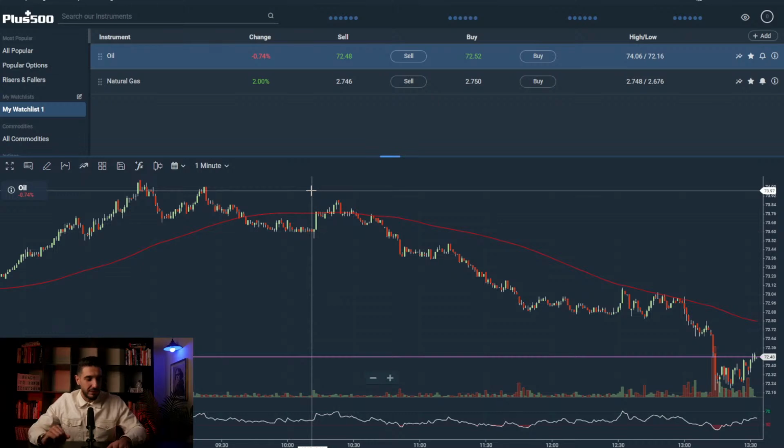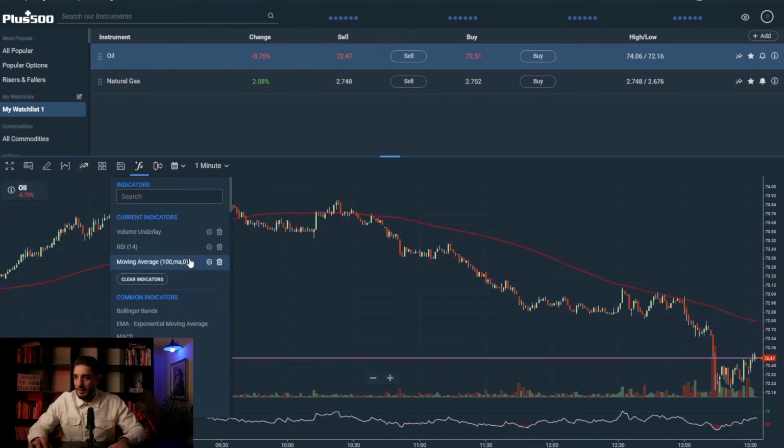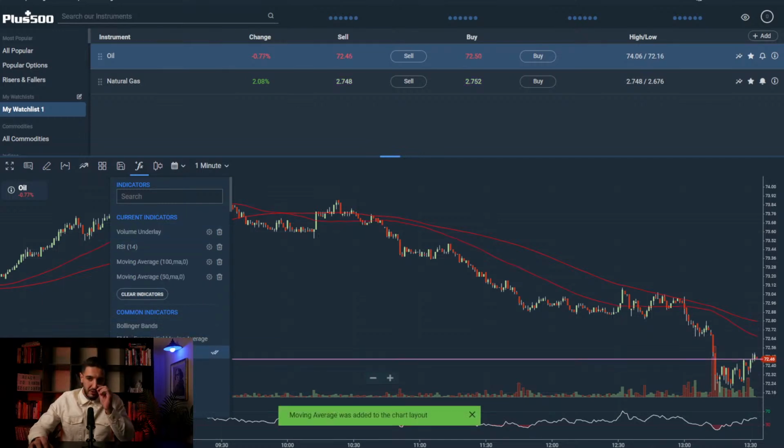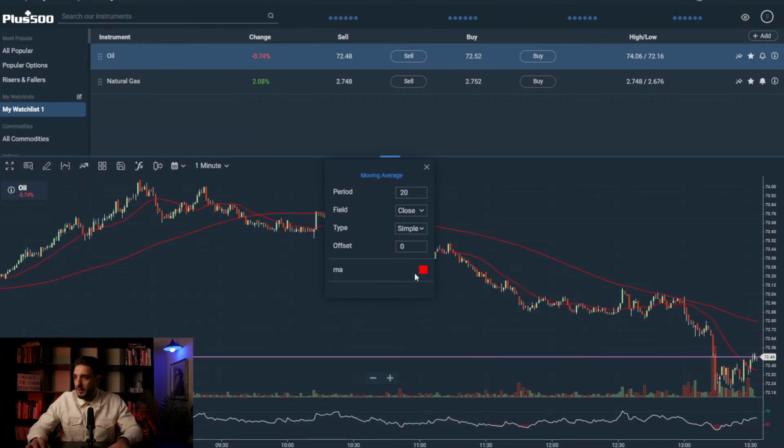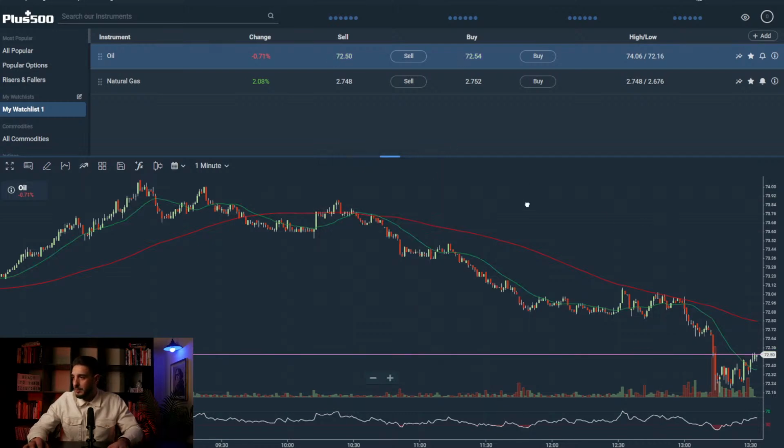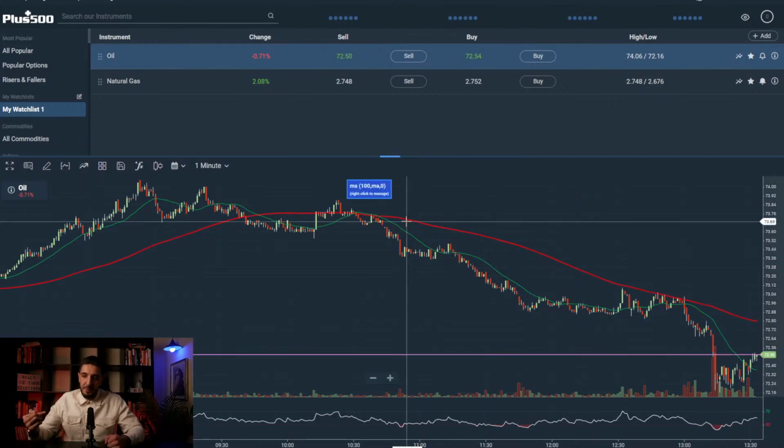Now I want to show you the difference between the 20 MA and the 100 MA. I've got the 100 MA at the moment here, so let me get the 20 moving average right here, and then I'll pop this one in green so it's easily recognizable. Then you can see the difference. First of all, it's the room between the swing and the indicator to start with.